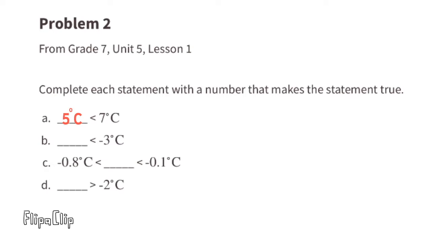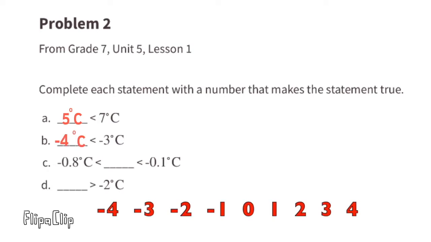B. We can put any number that's less than negative 3 degrees Celsius. Negative 4 is to the left of negative 3 on the number line, so we know that negative 4 is less than negative 3. So we can put negative 4 degrees Celsius is less than negative 3 degrees Celsius.